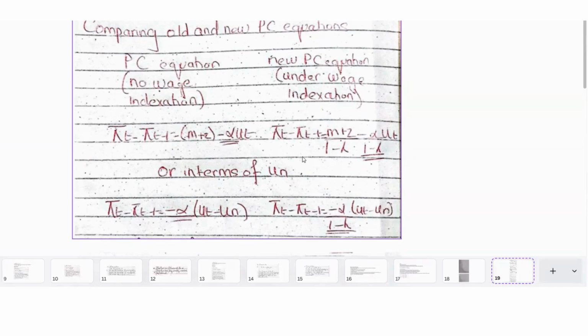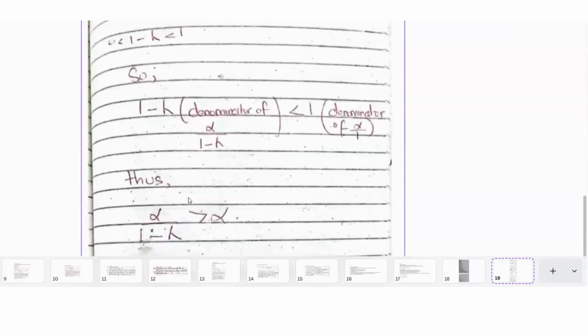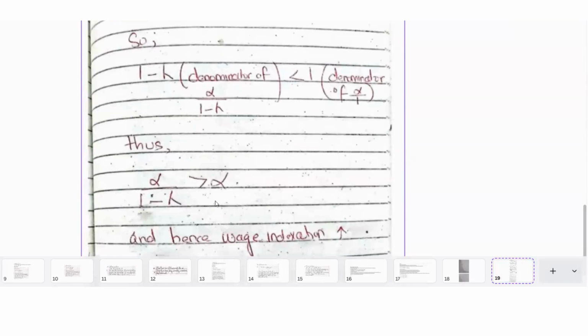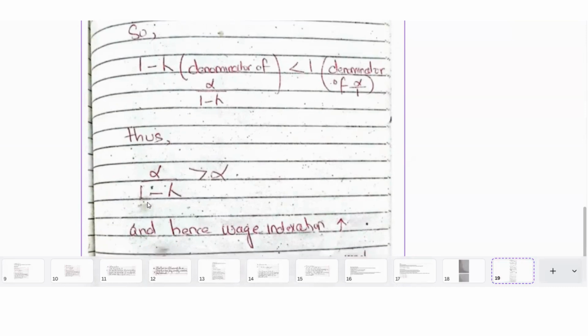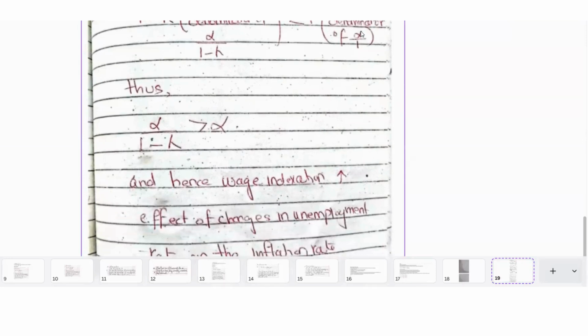So we've mathematically shown how wage indexation increases the effect of changes in unemployment rate on the inflation rate by comparing the old and the new Phillips curve equations. What we're interested in is the coefficient of ut, because that measures the effect of unemployment rate on the inflation rate. The larger this coefficient is in absolute terms, the larger the effect. We've seen that under wage indexation, the coefficient is larger in absolute terms, and we compared by looking at their denominators because the numerators were the same. The denominator was smaller when you had wage indexation, and the smaller the denominator of a fraction, the larger the fraction. That's why we have shown mathematically how wage indexation increases the effect of unemployment rate on the inflation rate.